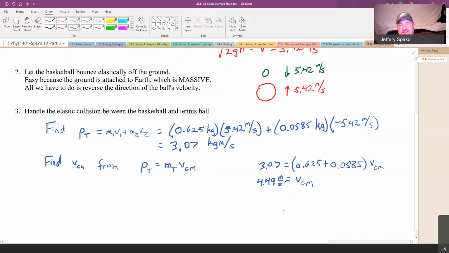meters per second. So notice that the center of mass velocity is not that far from the velocity of the basketball itself. It's upward, it came out positive, and it's only 1 meter per second slower. And that's because the basketball is a lot more massive than the tennis ball.